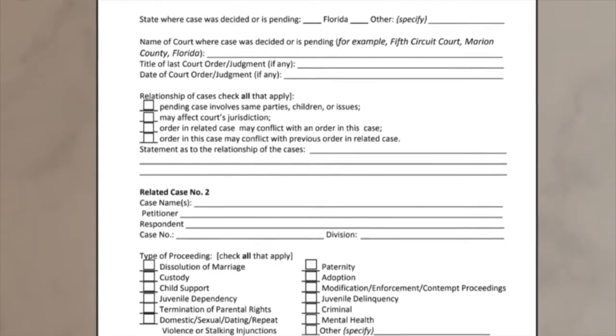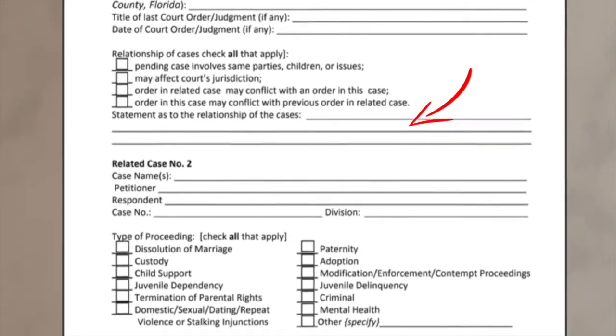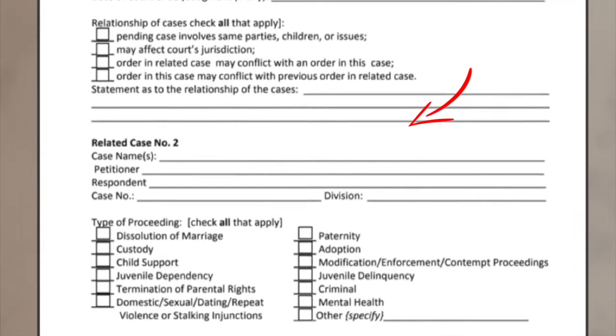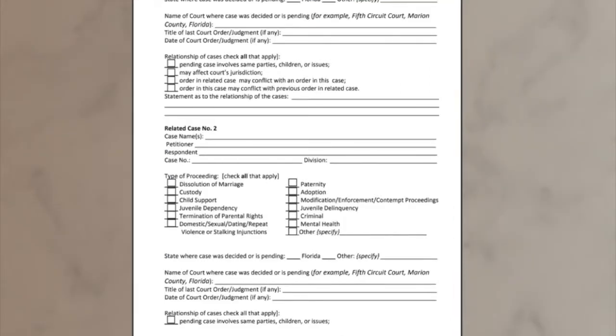Under case number and division, you may not have that if this is the initial filing of the case. However, if it's a modification, you would already have that information. You just go ahead and place that up there. If you do have some related cases, such as maybe there was a child support action filed and you're now filing paternity action, or if in another jurisdiction there was a custody matter, you're trying to move the case down here to Florida or into this county, you would check that there are related cases.